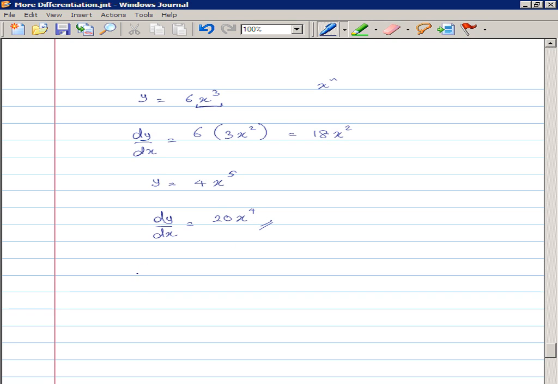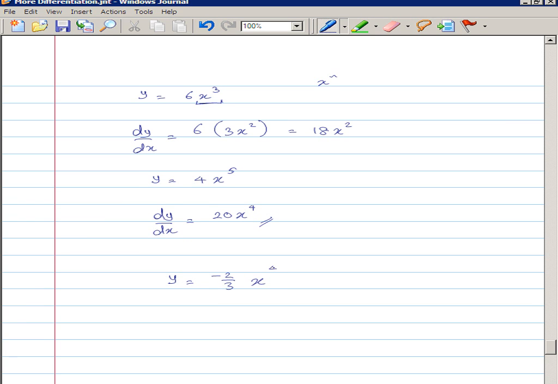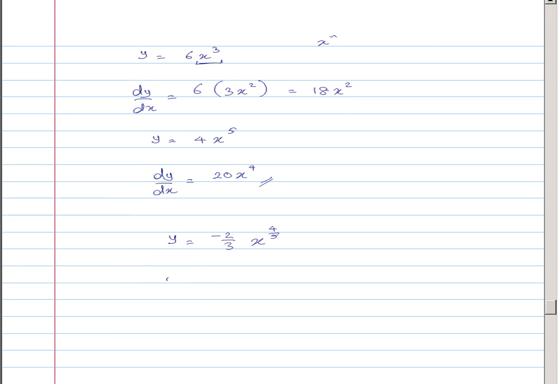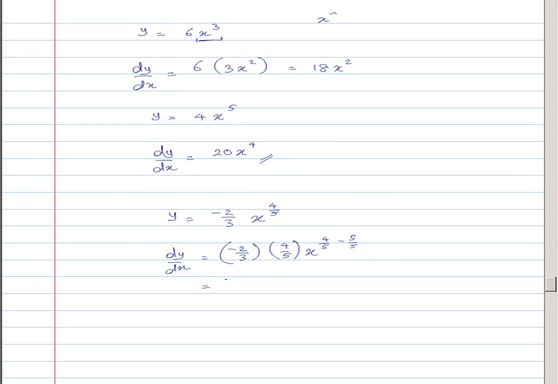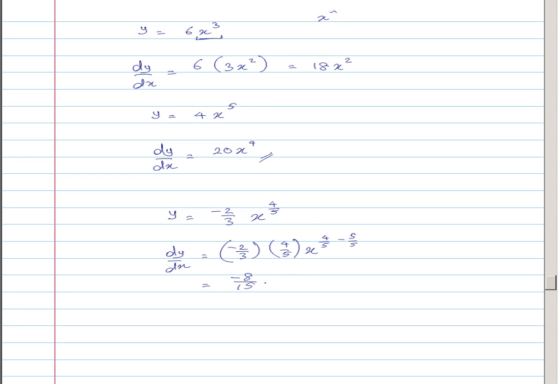And let's take a few with fractions and negative numbers. So let's say we have y equals minus 2 over 3 times x to the power 4 over 5. In this case, dy over dx would be equal to, I have minus 2 over 3, and then differentiating this function, I have 4 over 5 times x to the power 4 over 5 minus 1. So that's 4 over 5 minus 5 over 5, because 5 over 5 is equal to 1. So this gives minus 2 times 4, this is minus 8 over 15 times x to the power minus 1 over 5.